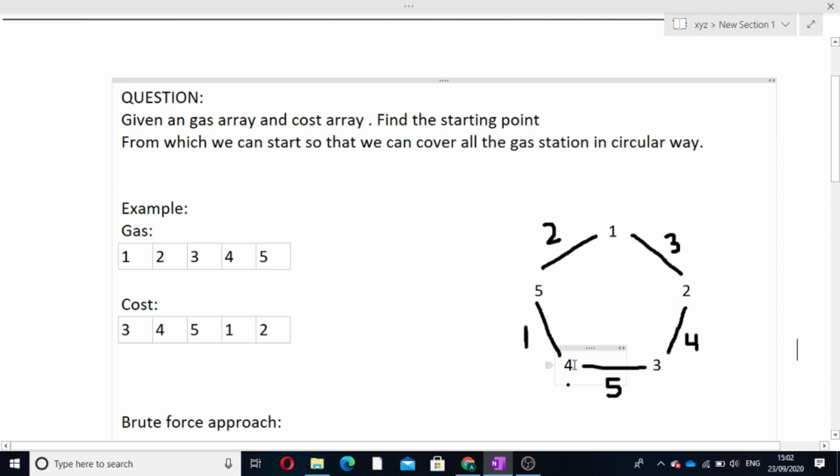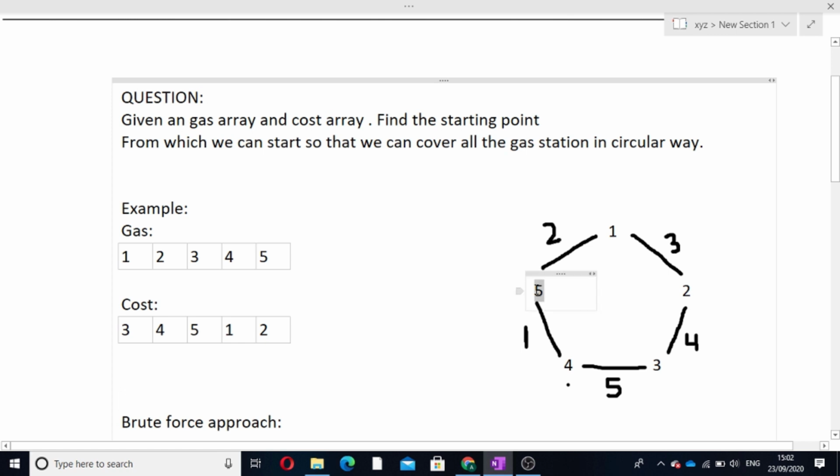Now let's suppose we are at 4 and our initial tank capacity is 0. As we are at this gas station, the capacity of our tank will become 4, and we require only 1 unit of gas to move from 4 to 5. So initially we had 4 and we have used 1. So now the capacity of the gas tank is 3.